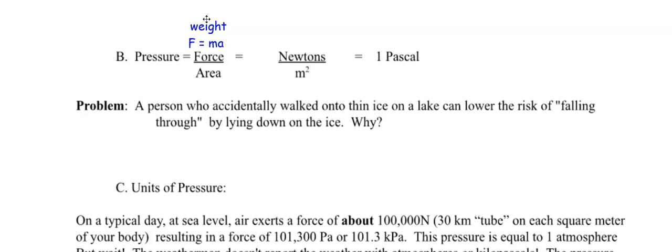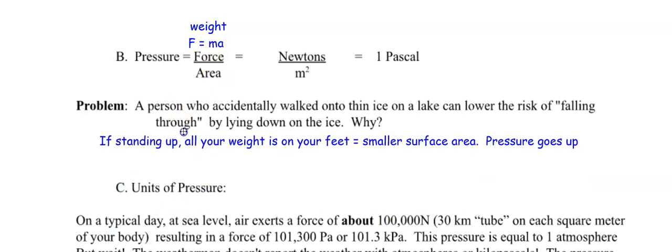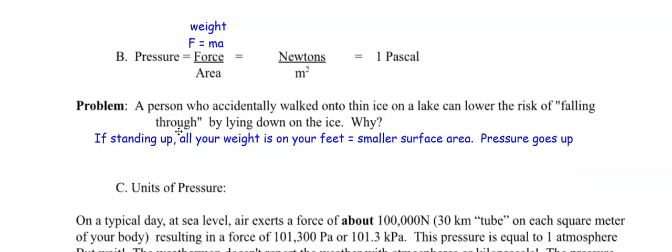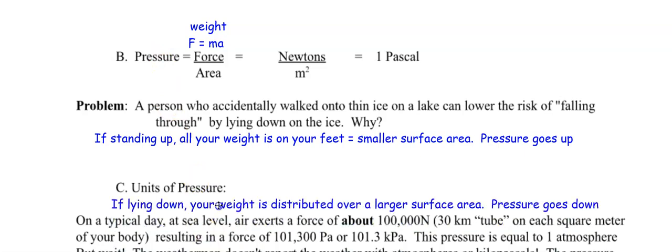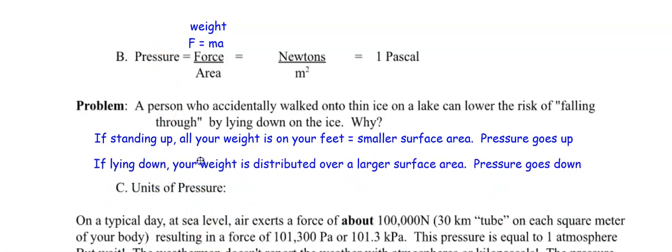All right, what would happen if I was standing up? If I'm standing up, all my weight is on my feet, which have a smaller surface area. So here's my weight over a small area, pressure goes up. You're going to fall through. But if you lie down, your weight is distributed over a larger surface area. So if surface area gets bigger, pressure goes down, and you're less likely to fall through.